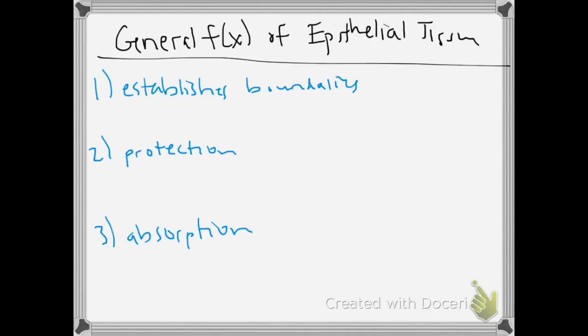So, general functions of epithelial tissue. Alright, so let's go through these general functions of epithelial tissue. If you remember, one of those life processes that we had from the first unit was this limiting boundary, right? The epithelial tissue, your epidermis, that top layer of your skin, is made of epithelial tissue. So epithelial tissue for a human is going to act as a limiting boundary, okay?